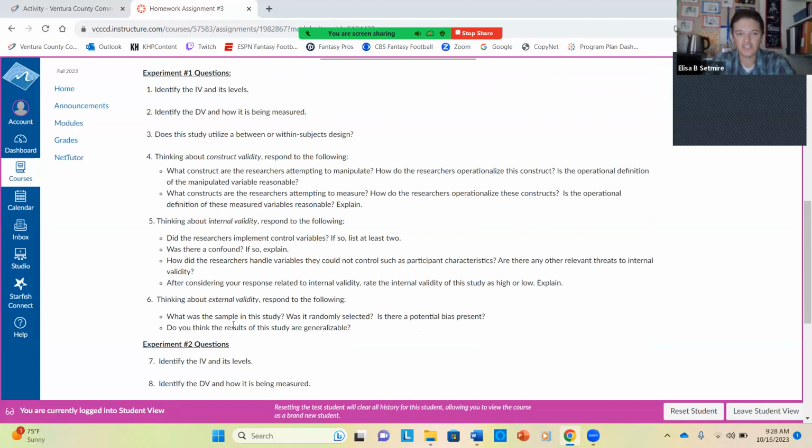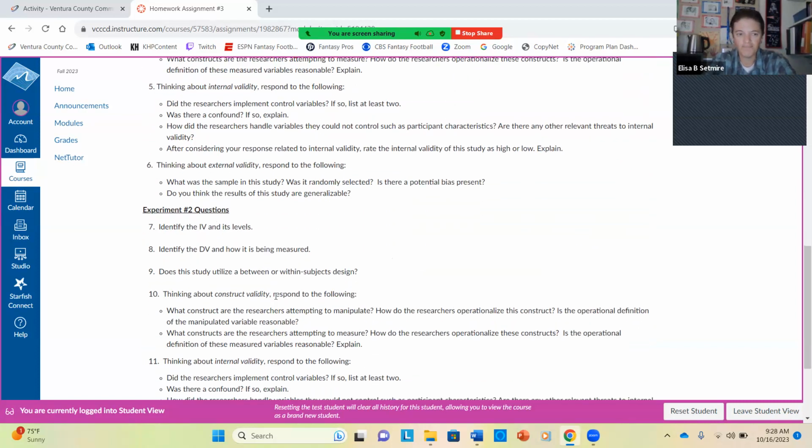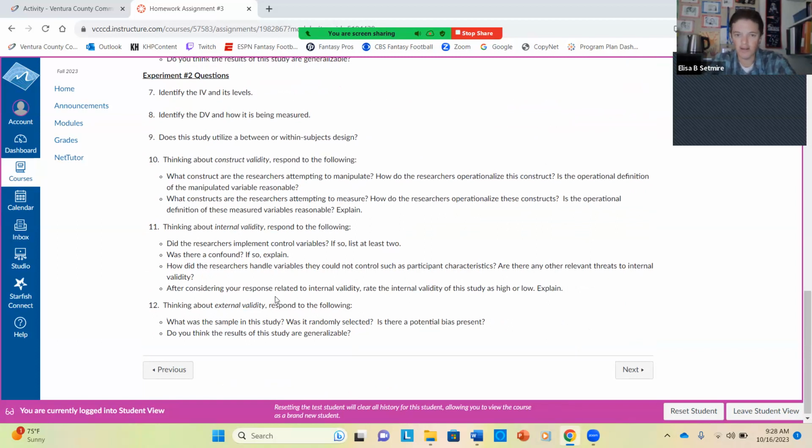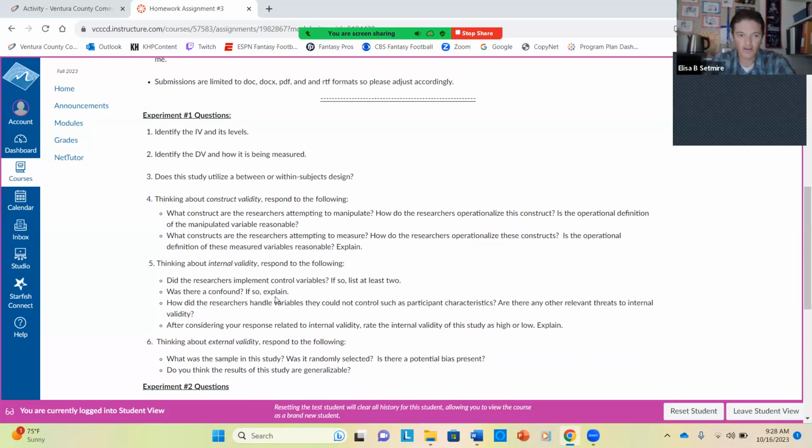You're going to answer 6 questions about experiment number 1. And then six questions, the same ones, about experiment number 2. So read through the article, and then you're going to identify the independent variable and its levels, the dependent variable and how it's being measured. We've been doing this a lot, so hopefully you're starting to settle into a routine with that.